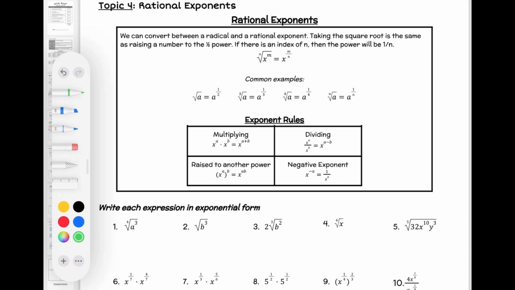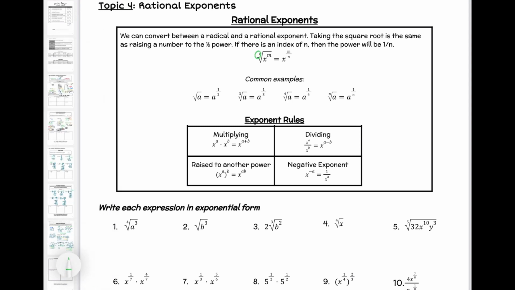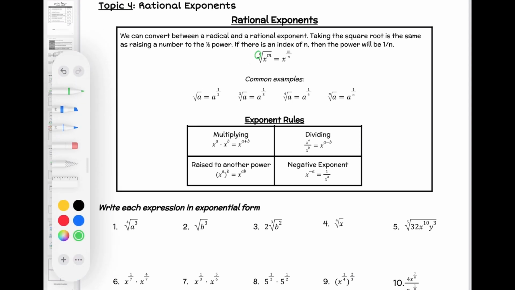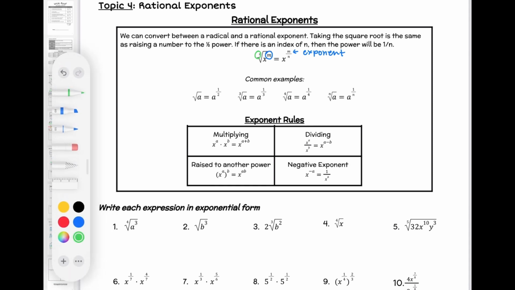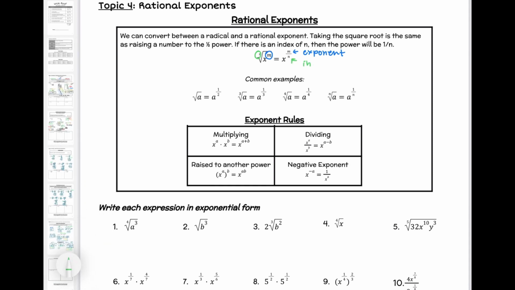So we have our index, which is n, and we have our exponent, which is m. We can write this as the exponent over our index. So we're always dividing by our index.